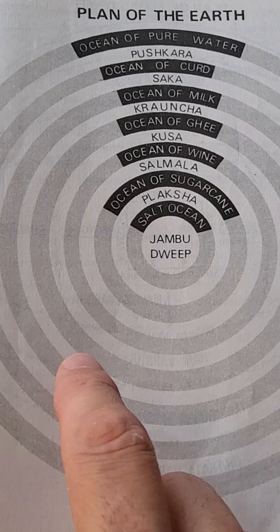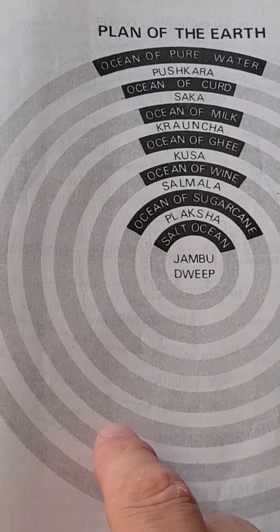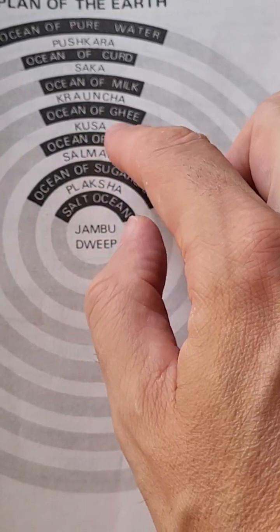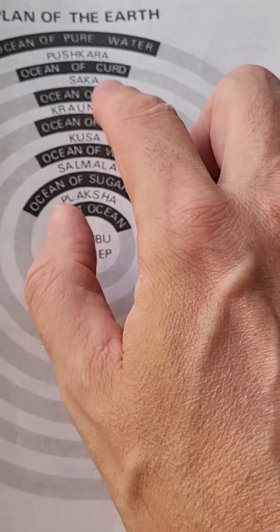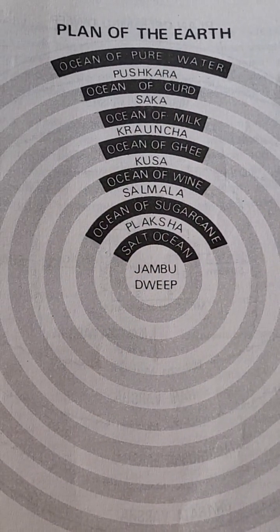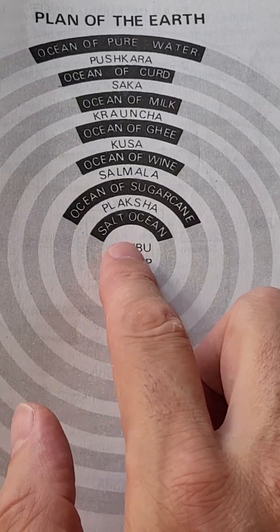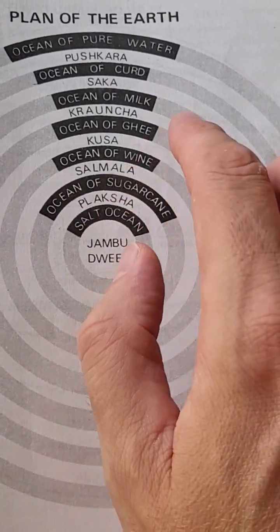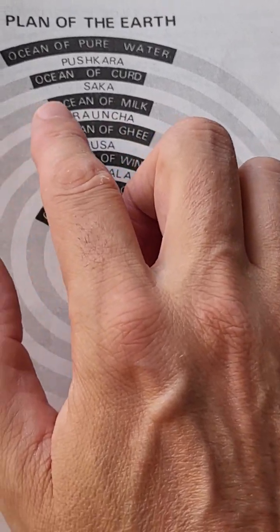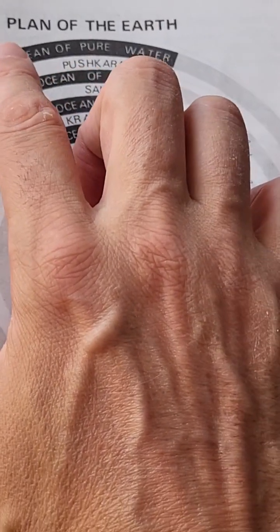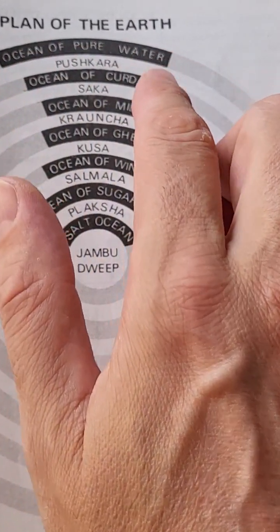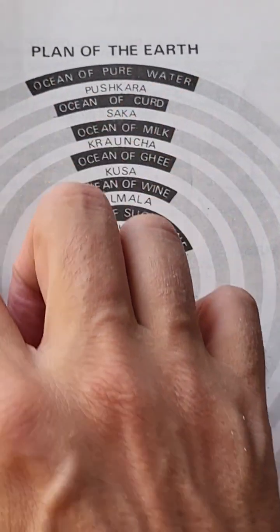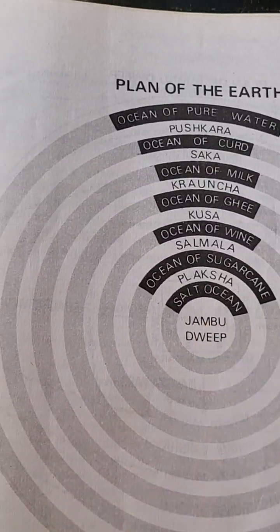This is the flat of the Earth, and it's showing you the 7 oceans and the lands in between each of them. As you can see, you've got the sea of salt in the middle, the ocean of sugarcane, the ocean of wine, the ocean of ghee, the ocean of milk, the ocean of curd, and the ocean of pure water. This is Bhu Mandala, all of this.